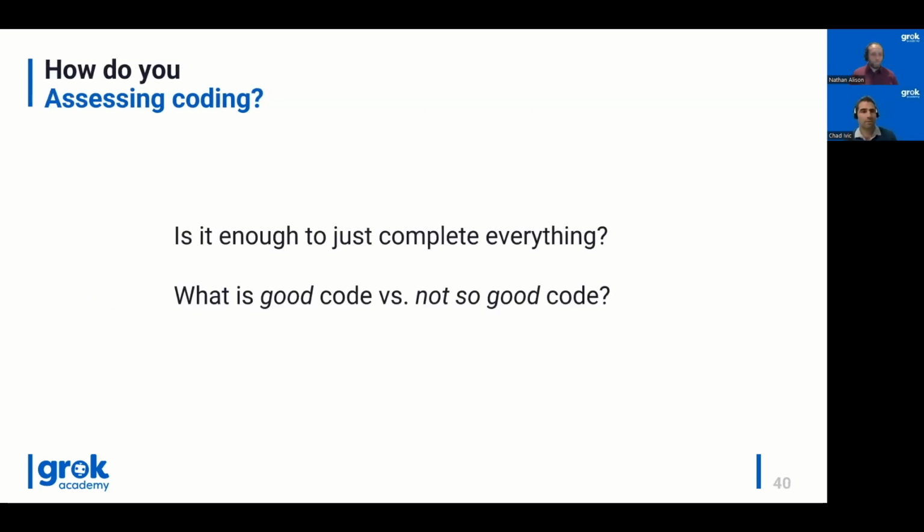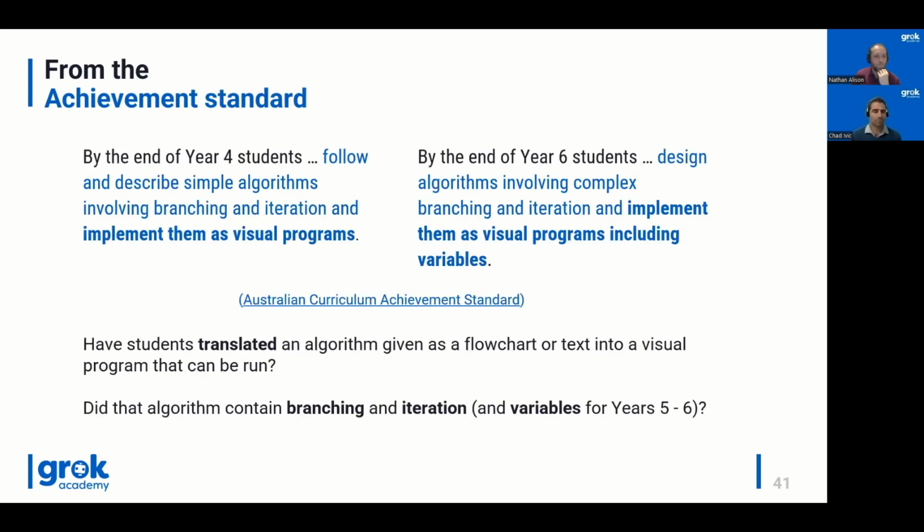Okay, thanks, Nathan. So moving on to assessment and thinking about how do you assess coding, it is quite a challenging aspect when teaching digital technologies. So just a couple of questions to get you thinking for a moment. Is it enough to just complete everything? You could assign students courses on Grok or code.org, and if they finish everything, does that equal an A? And also another question is, what is good code versus code that's not so great? And how do you know the difference?